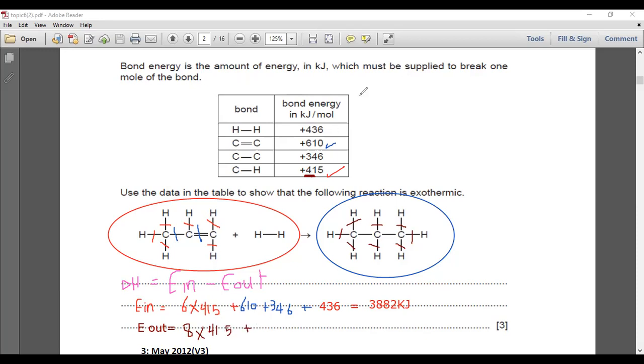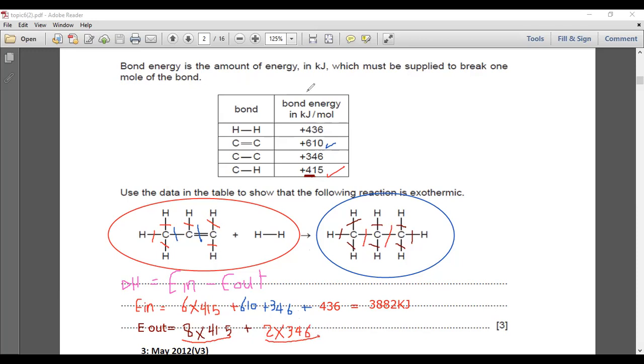In this compound, do you have any bond else? Do you have another bond? Yes, I have. C bond C multiply 2: the C bond C here, and the C bond C here. So I have two bonds. What is the value of C bond C? 346. What is the common mistake students make in the exam? Finish this first, then finish this first, then add them together.